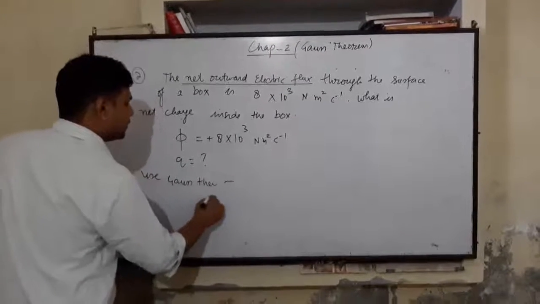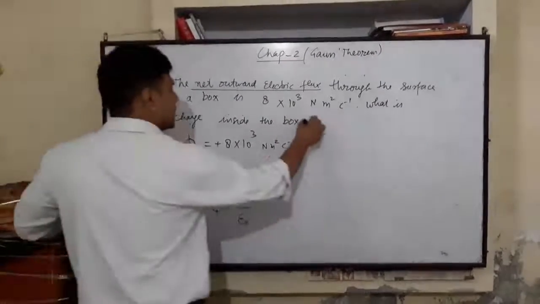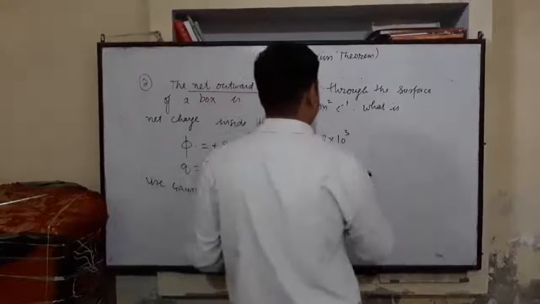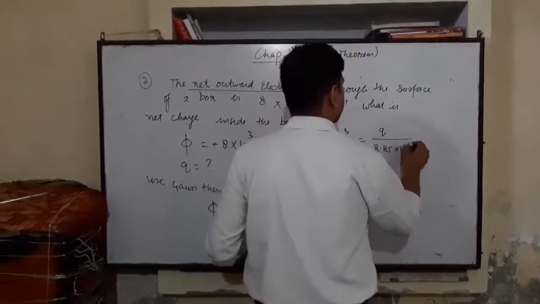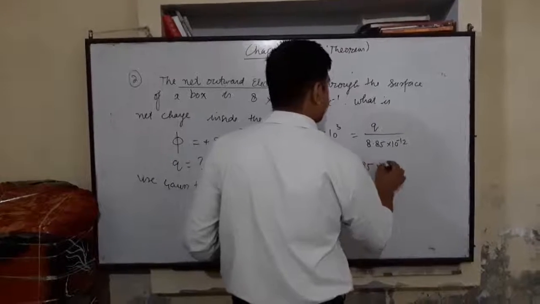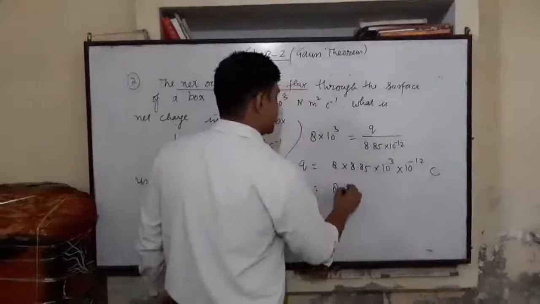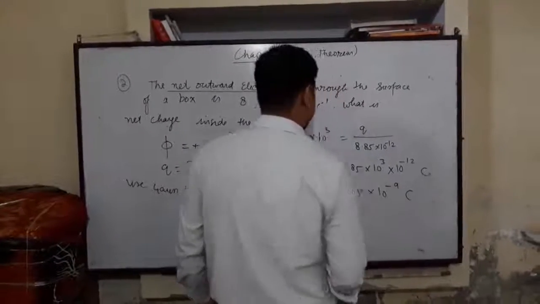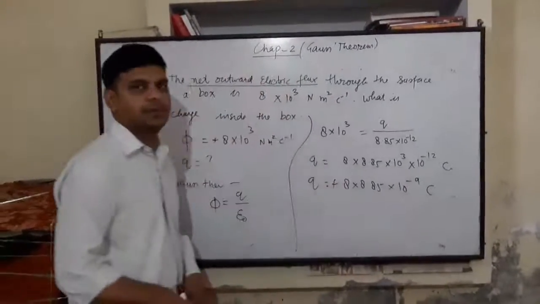From Gauss theorem, the total flux passing through a closed surface, phi, is equal to Q over epsilon naught. Here phi is 8 into 10 to the power 3, and epsilon naught is 8.85 into 10 to the power minus 12. So the value of Q will be 8 into 8.85 into 10 to the power 3 into 10 to the power minus 12 coulomb, or 8 into 8.85 into 10 to the power minus 9 coulomb. The sign of this charge will be positive.